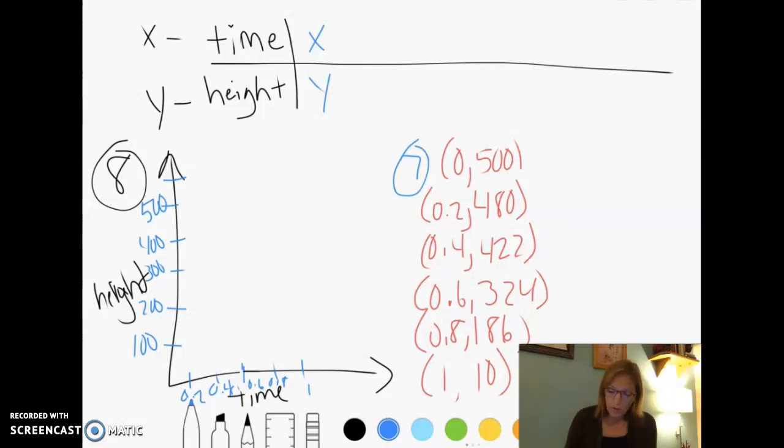Okay, so I'm just going to start by plotting the first ordered pair. 0, which means I don't move right at all, and 500. So there's my first one, 0, 500. And remember, when you plot points, you have to label them. The next one is 0.2 and 480, which would be right around there.